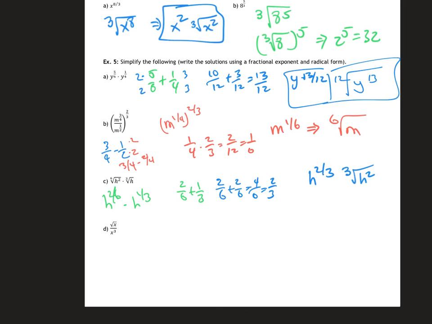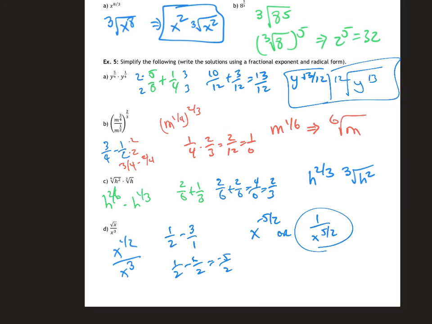The last one: square root of x over x cubed. I can write x to the 1/2 over x to the 3rd power. I can subtract these, so 1/2 minus 3 over 1. Get a common denominator, so 1/2 minus 6 over 2, and you get -5 over 2. So that'd be x to the -5/2, or I would rewrite that as 1 over x to the 5/2 power. If I want to rewrite that in radical form, I can keep the same thing. So I have the square root of x to the 5th, and it's in the denominator, so we're good to go.